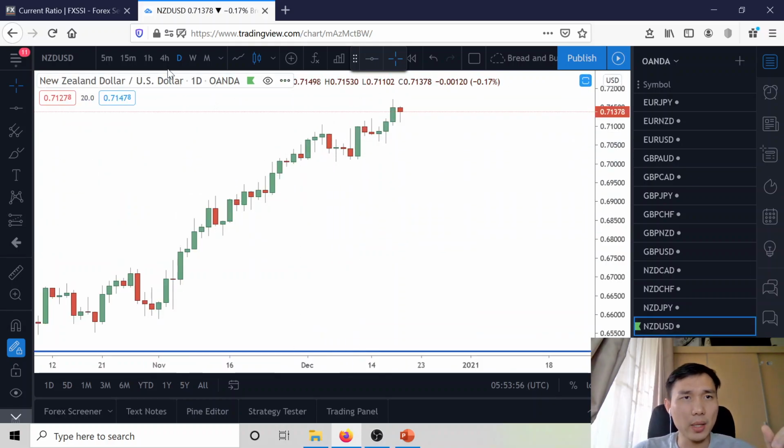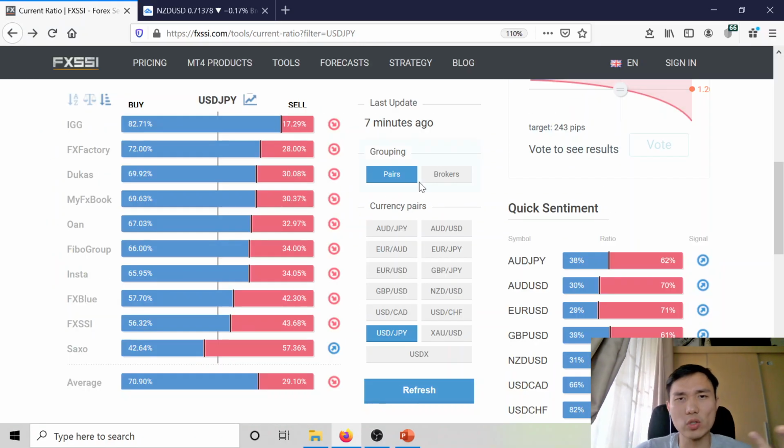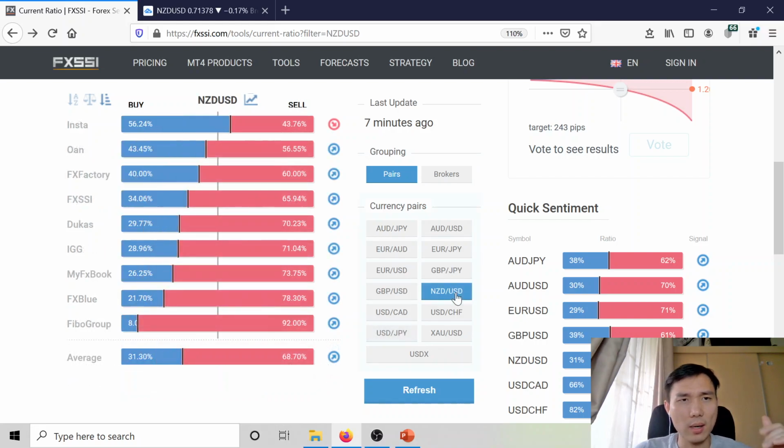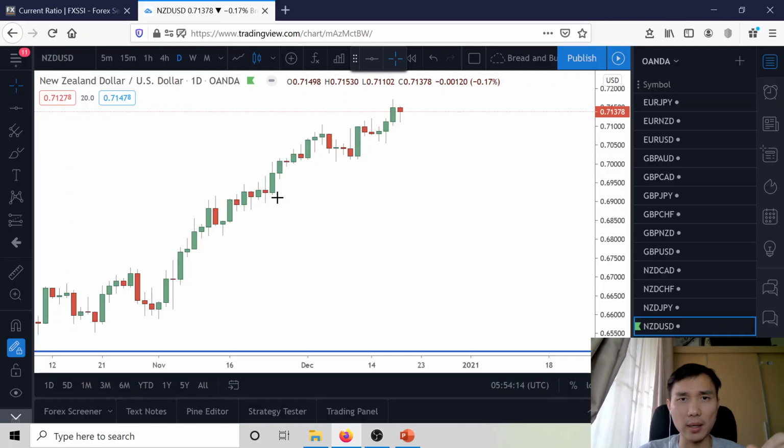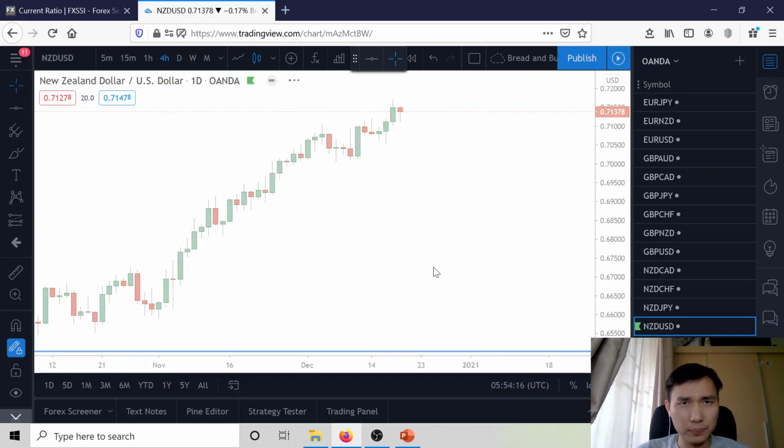Just another example here, let's use New Zealand US dollar. There you can see the majority of traders are selling this pair, and we want to be on the other side of it, right? We want to be a buyer. We want to buy this pair based on this data. So just take a look at right here.